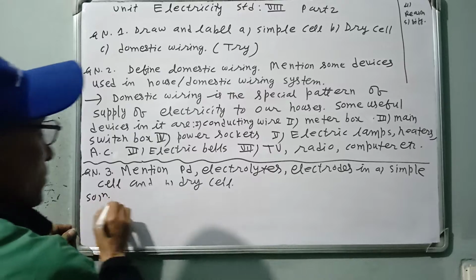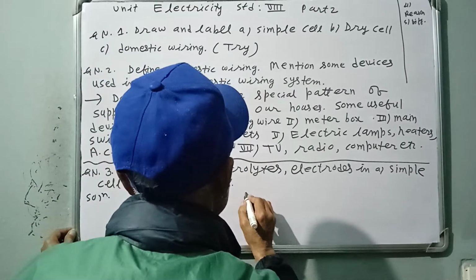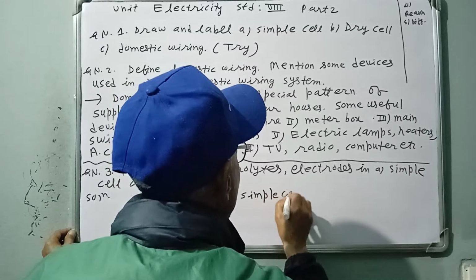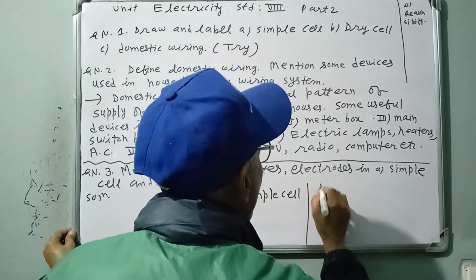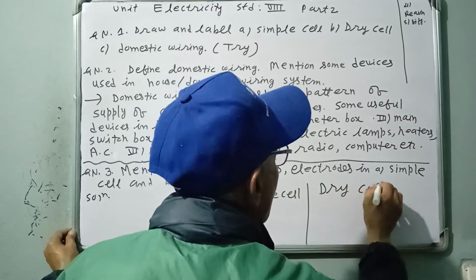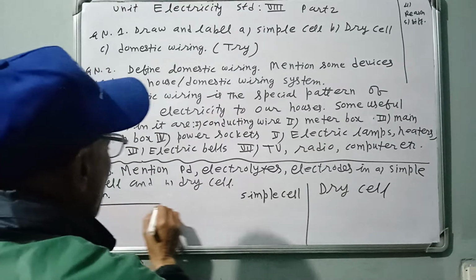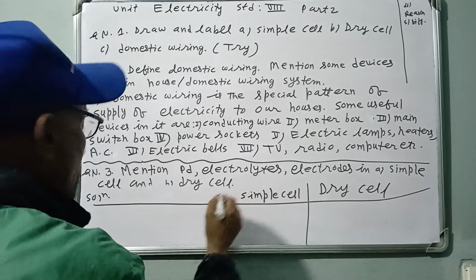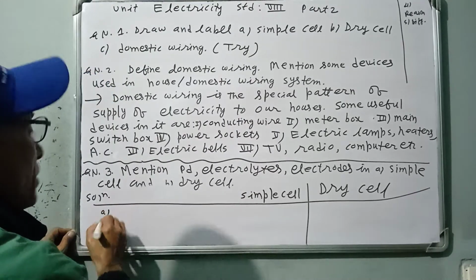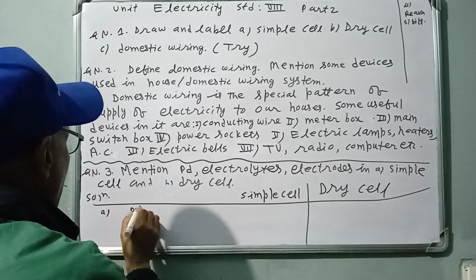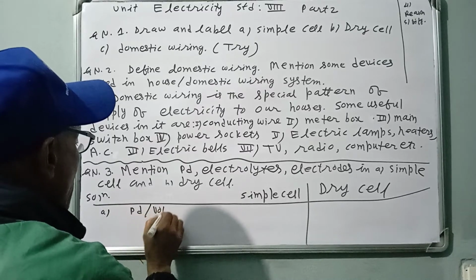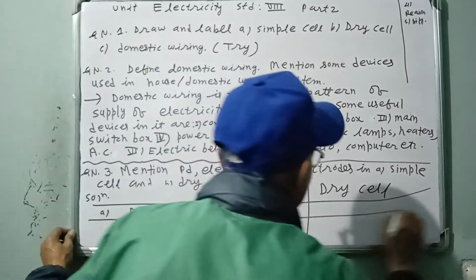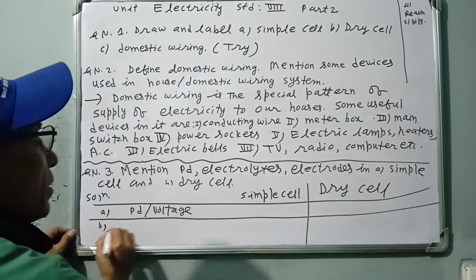Solution. Simple cell and dry cell. First of all, write down this. You can understand easily. In a simple cell, number A is PD. What is the PD or voltage in a simple cell? I write in this way. Another is electrolyte.